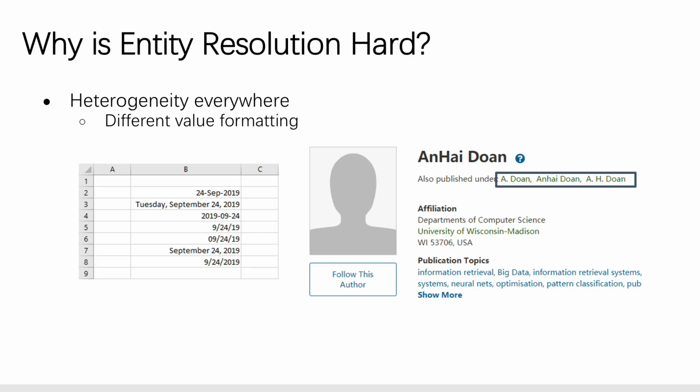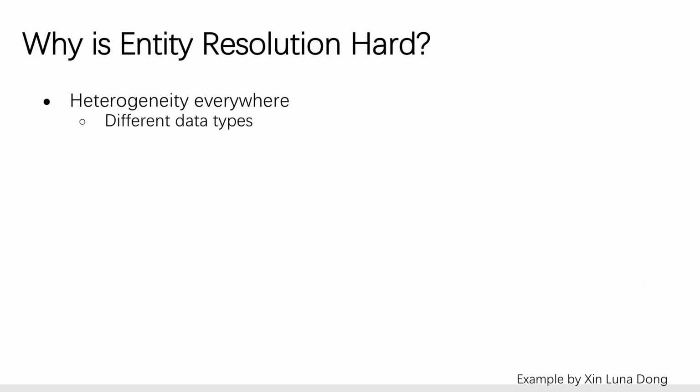And even the same value can be represented in different formats. One notorious example is dates, right? In America, in Europe, and in, let's say, Asia, or in many different countries, the default way to represent dates is different. On the other hand, names are also highly ambiguous. For example, again using Luna Dong's example, there are different names and name abbreviations he has used in his previous publications, making the problem much more difficult.